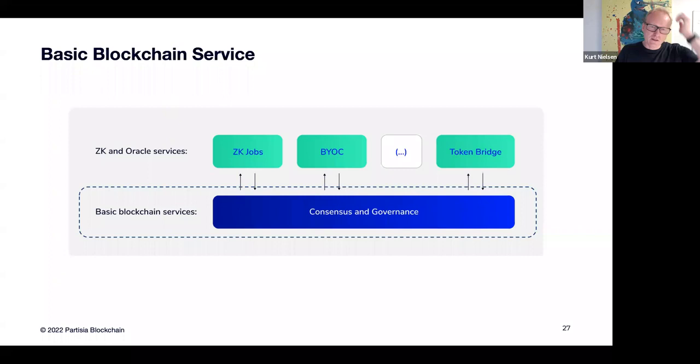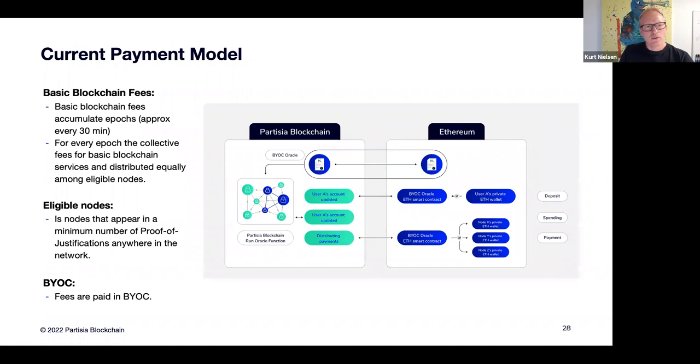So the current payment for the basic blockchain fee is that every blockchain epoch, after approximately 30 minutes, we aggregate all the fees and distribute them equally among the eligible nodes. Here we are working with a model where eligible nodes are determined by a kind of minimum number. You need to be signing off on a number of transactions, what is known as a proof of justification, in order to get some of these fees. So we set a minimum number of transactions you need to sign off on to be part of the eligible nodes that receive payment.